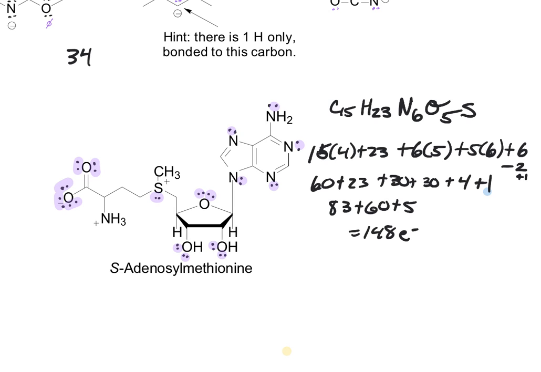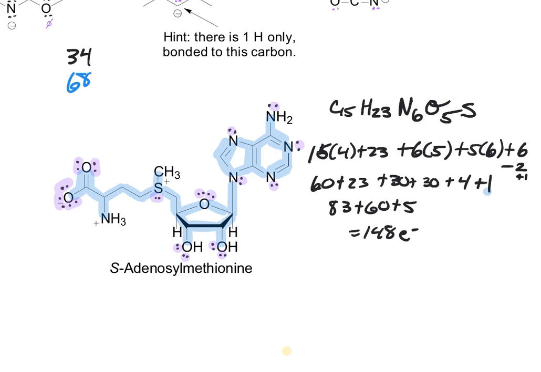If we count up all of the bonds that are not to hydrogen. All right, so there's 2, 4, 6, 8, 10, 12, 14, 16, 18, 20, 22, 24, 26, 28, 30, 32, 34, 36, 38, 40, 42, 44, 46, 48, 50, 52, 54, 56, 58, 60, 62, 64, 66, 68.